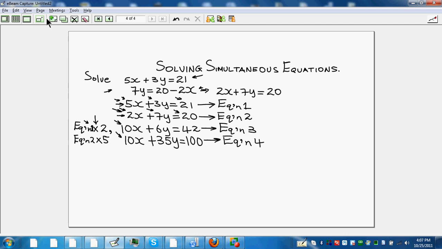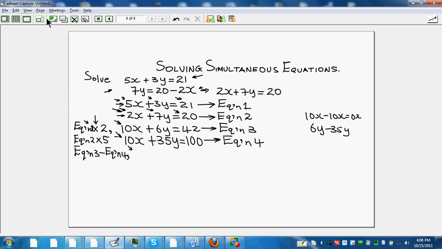So it means now that we have the ability to remove x from the equations by doing the following. Equation 3 minus equation 4. That's what we'll do next. Equation 3 minus equation 4. So 10x minus 10x is 0x. So I will not write back any x in this position because they subtract one another. 6y minus 35y. That's what we're going to do. What we did before was 10x minus 10x. We got 0x.